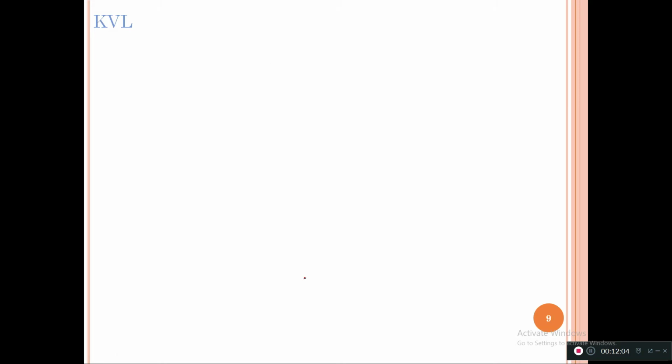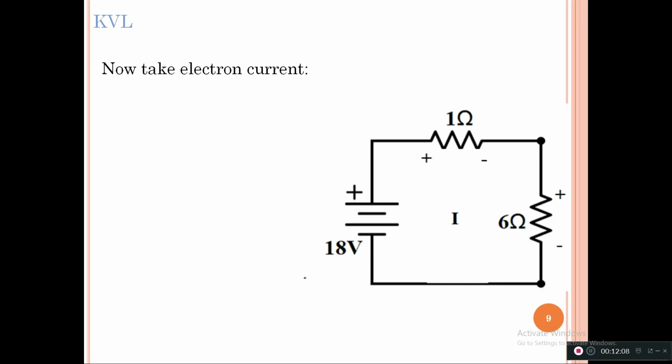Now let me repeat this for the electron current. Now I am taking the electron current. And what does electron current say? Electron current says I take the direction from negative to positive. Why? Because electron is negative in nature. So any negative charge carrier is attracted by the positive charge carrier. So the general direction of the electron current is from negative to positive.